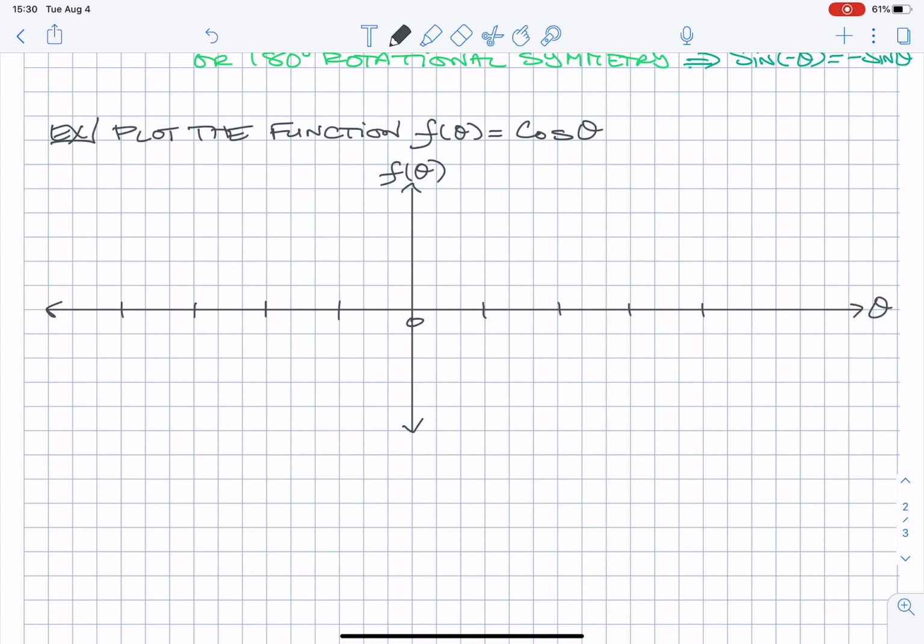So I start at 0, then pi over 2 for 90 degrees, pi for 180, 3 pi over 2 for 270, and 2 pi for a full revolution. And going backwards, the same things with negatives attached. Negative 3 pi over 2, negative 2 pi. And I know that I will get to 1 and negative 1, so let's do 1 and negative 1.